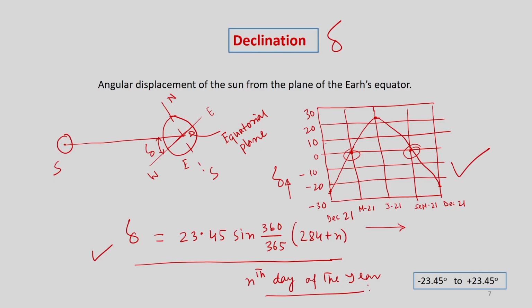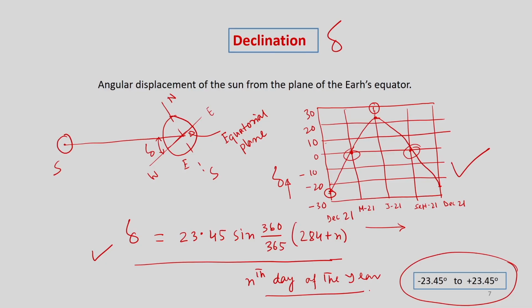So, as you can see from this plot, delta varies from minus 23.45 degree, which appears on December 21, and the maximum is plus 23.45, which appears on June 21. Okay. So, that is why this variation is from minus 23.45 to plus 23.45.